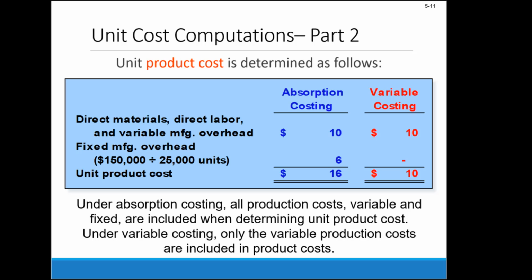Under variable costing, again, the only difference is that fixed overhead would be treated as a period cost, expensed entirely in the period in which it's incurred, so it's not going to be attached to the product. So the unit cost under variable costing is just $10, the variable costs of production: direct materials, direct labor, and variable overhead.